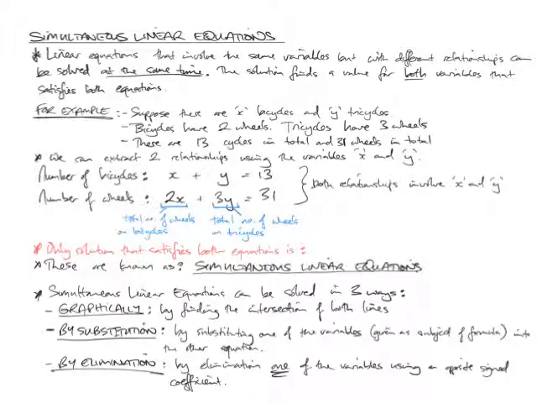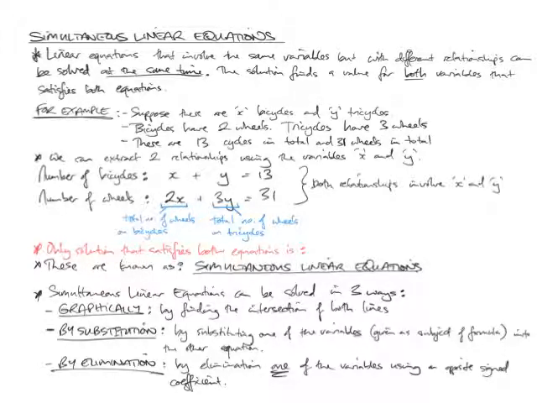This is another video on simultaneous linear equations. Linear equations are equations in the form y equals mx plus c. A pair of linear equations that involve the same variables but have different relationships represented by those equations can actually be solved at the same time. Thus, simultaneous linear equations. The solution finds a value for both of those variables that satisfies both of the equations.